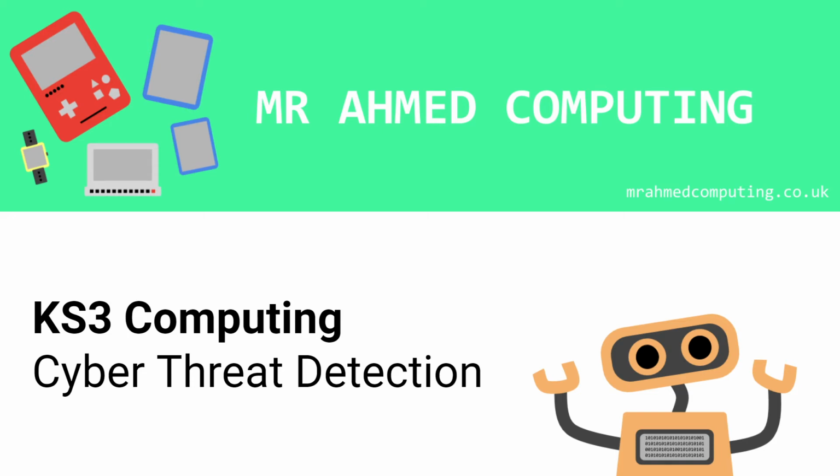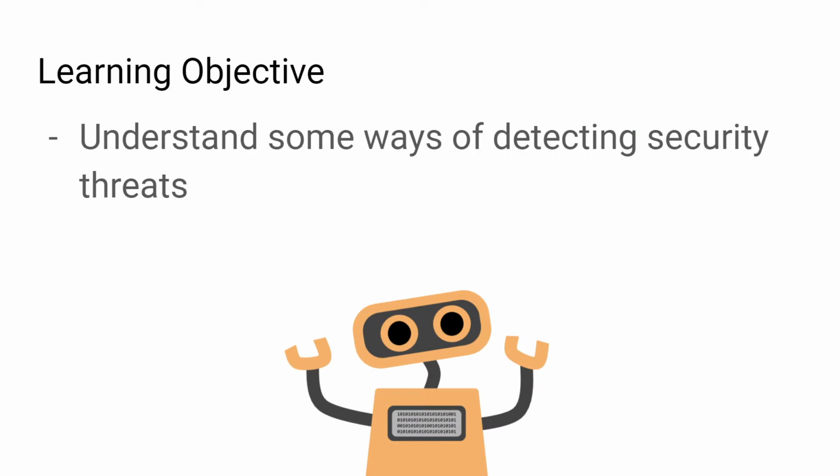Last week we looked at some cybersecurity threats. Today we are going to be looking at how we can detect and prevent these threats from occurring. Our main objective today is to understand some ways of detecting threats to a computer system.